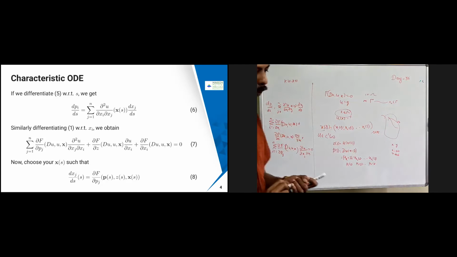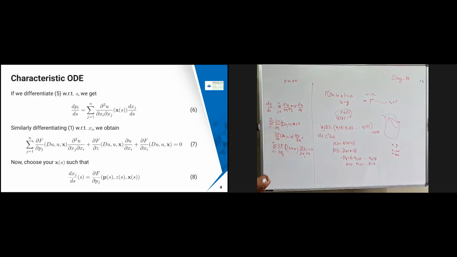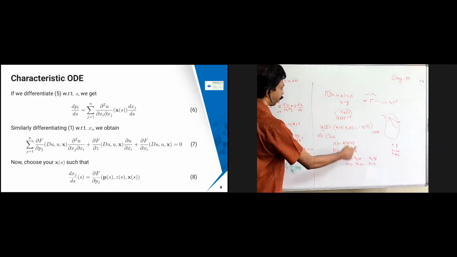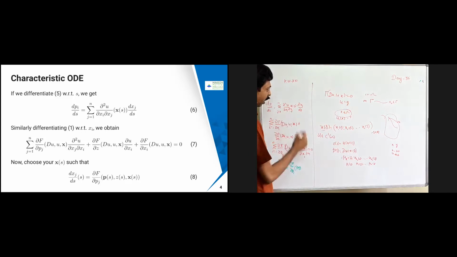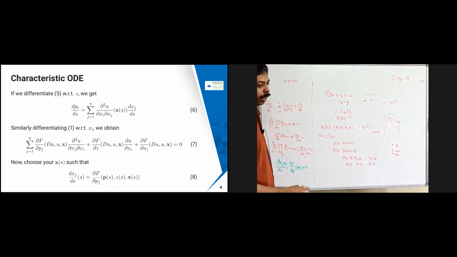So now we are going to choose our x's in such a way that dxj of s divided by ds is going to be dou f by dou pj of p of s, because Du of x of s is p of s. P of s comma z of s, where z of s is u of x of s, comma x is nothing but again x of s.